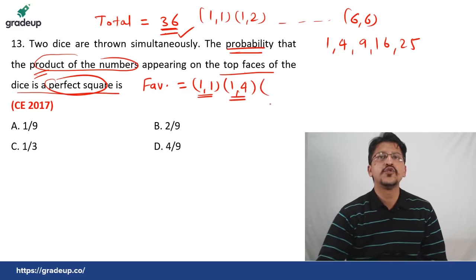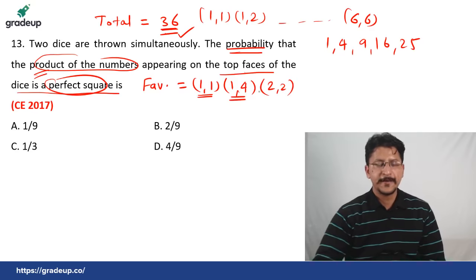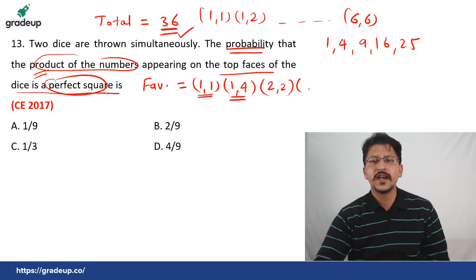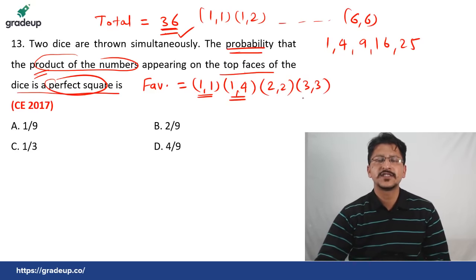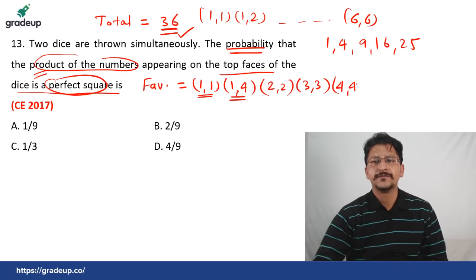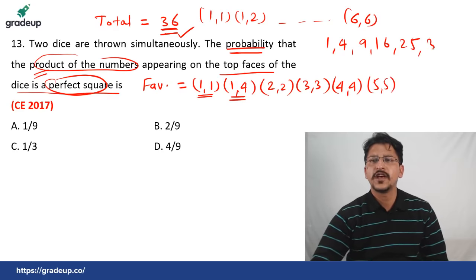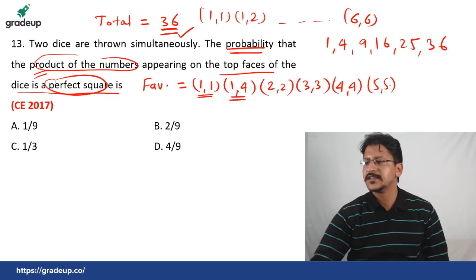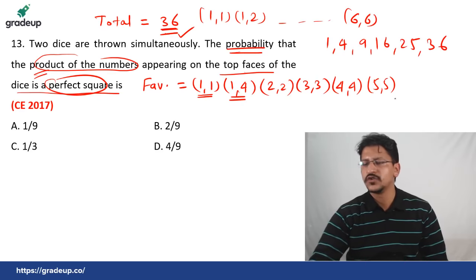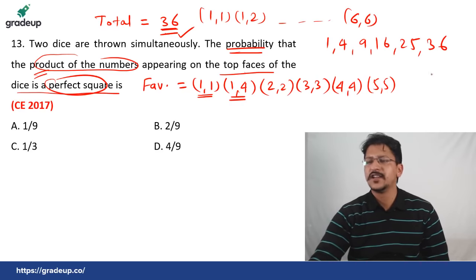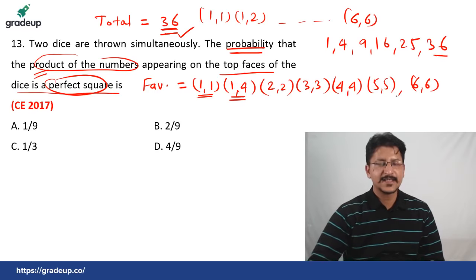Then in the case of 2, if you multiply 2 by 2, then you will get 4. No other in 2 will get you that. 3 and 3, that is 3 into 3 is 9. Then 4 and 4, any other? No. 5 and 5. And one more here also, that is 36. Yes, Purnachandra, 36 also. Yes, I have written 36 also, and 6 and 6. Anything else? No.